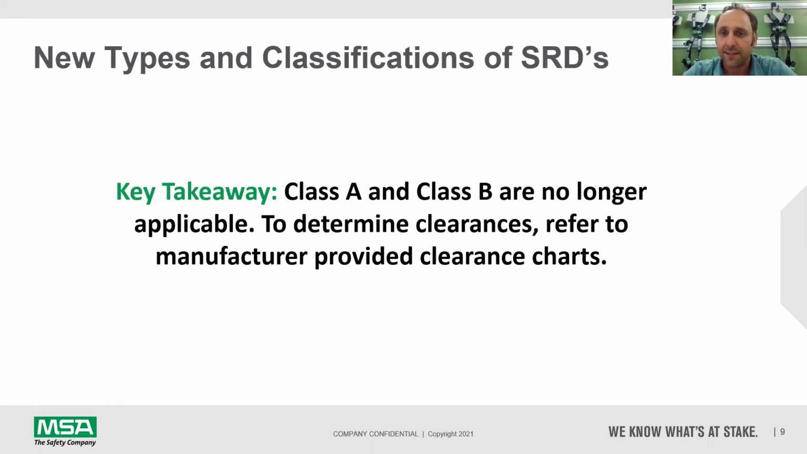Let me just summarize that again. Class A, class B, no longer applicable. To determine the clearances, though, you need to refer to these charts that are provided by the manufacturer and now will be required on the leading edge products.